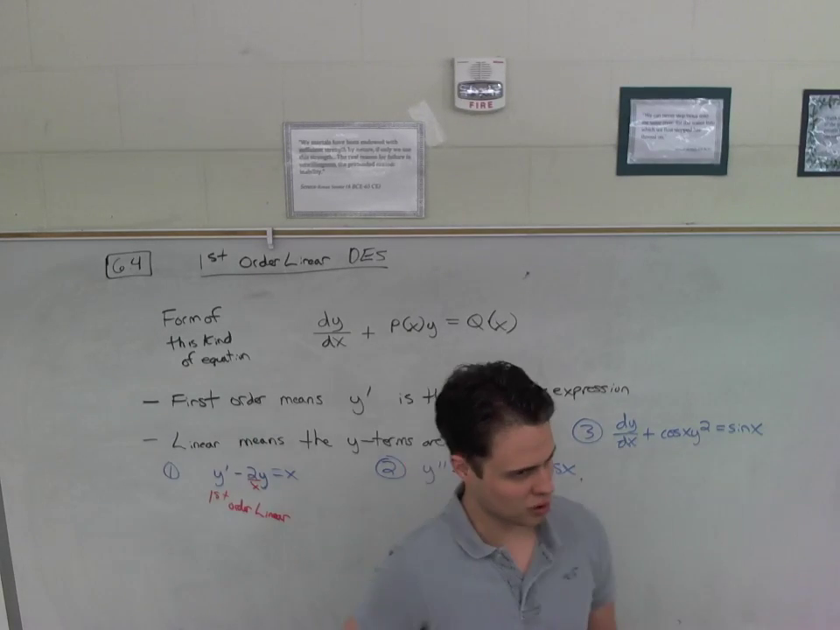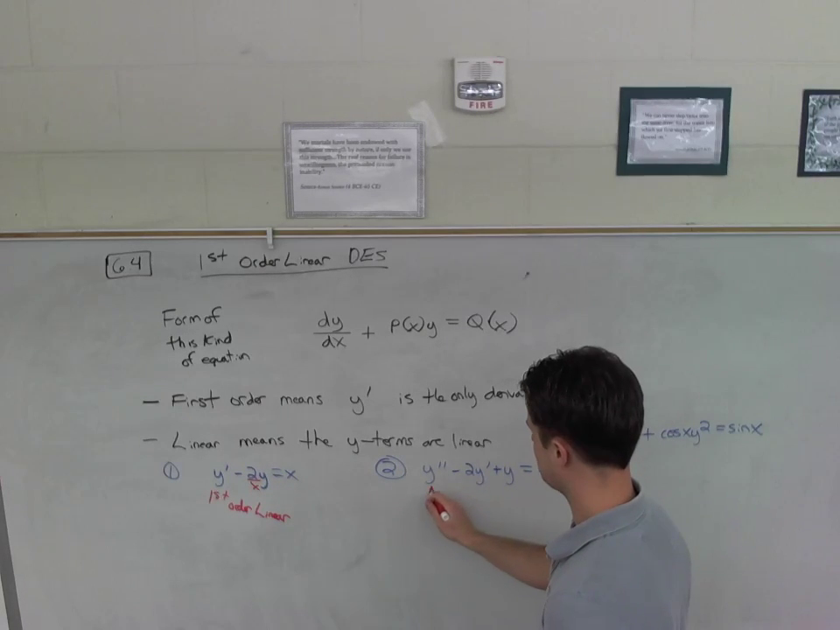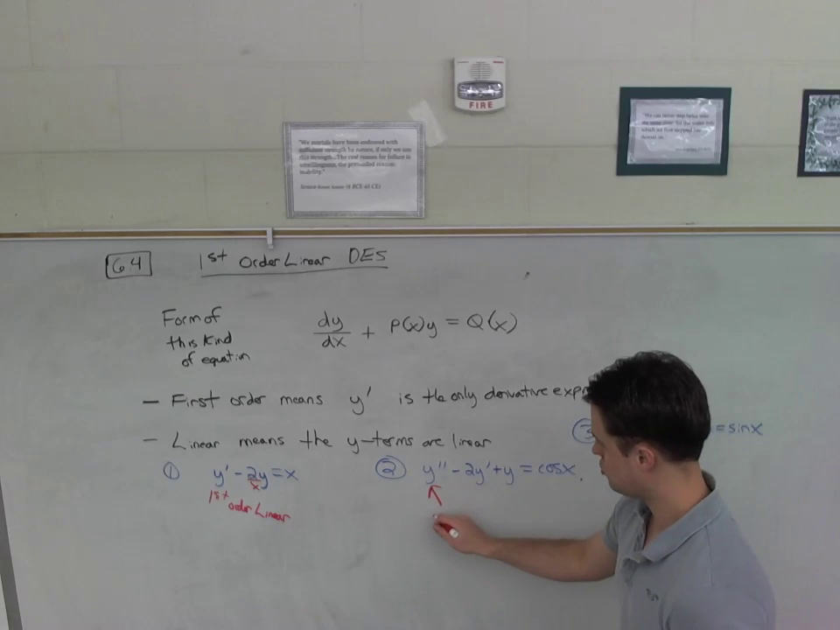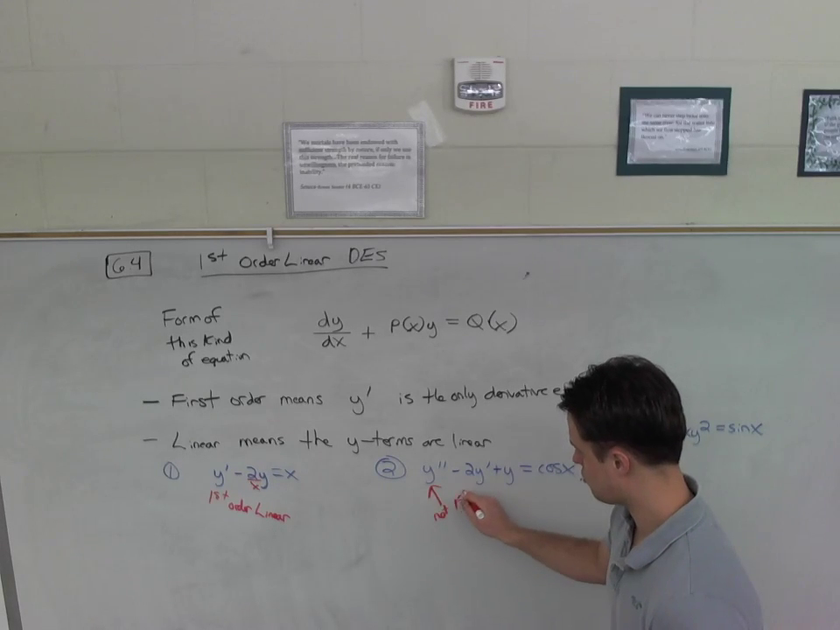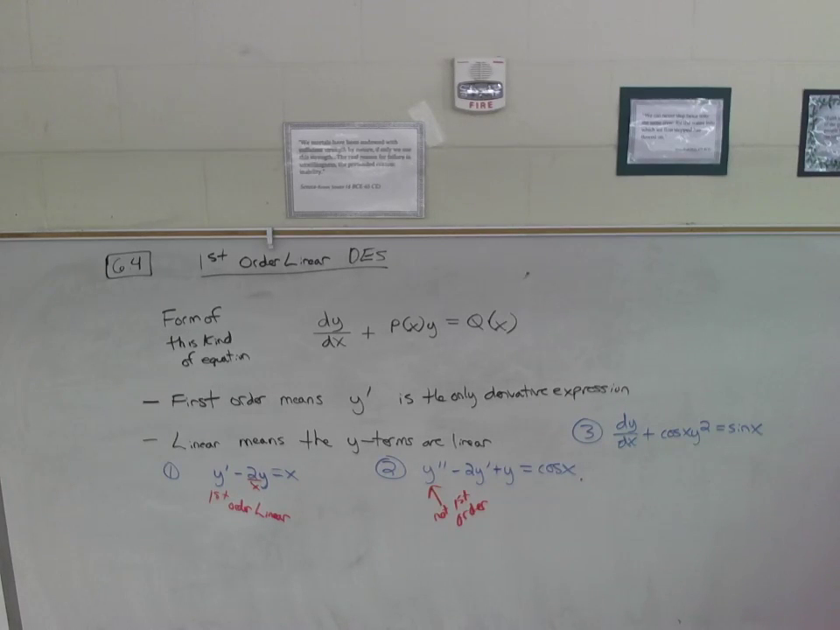This one, first order linear? No. It's got a y double prime. This one could be done almost like first order linear, but that's not first order. It's second order. It's got a y double prime. Okay, this one? No. Paul, you said no, why? It's got a y squared. It's got a y squared, dang it. That's not linear.